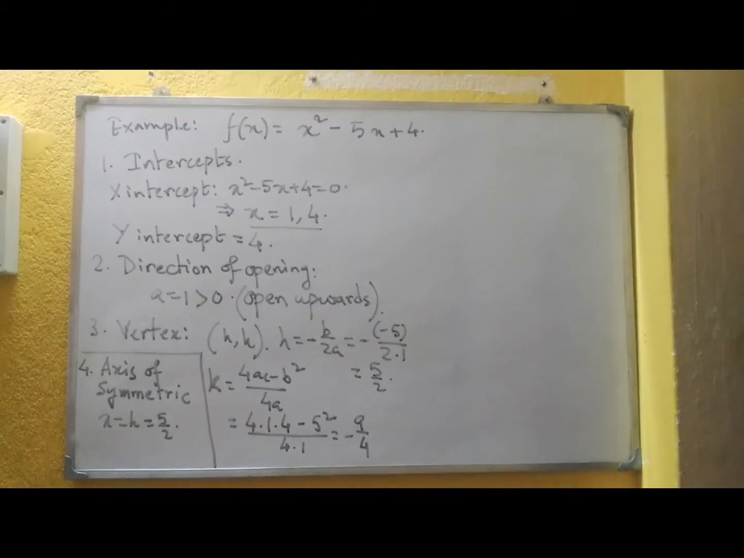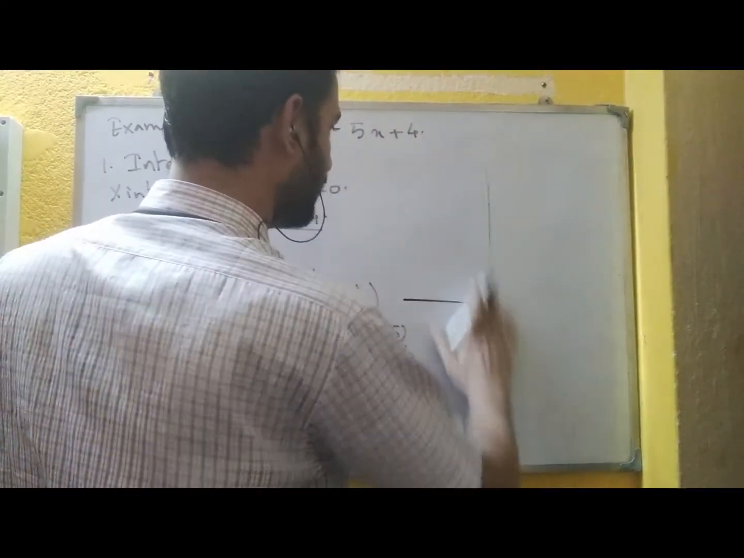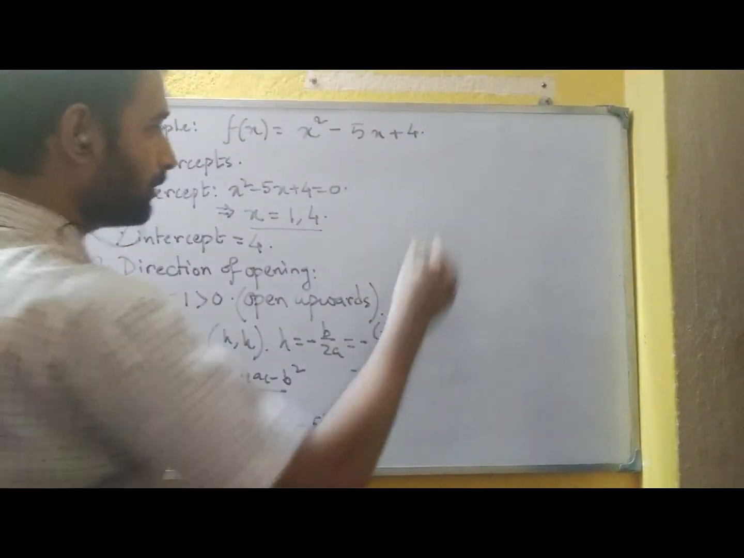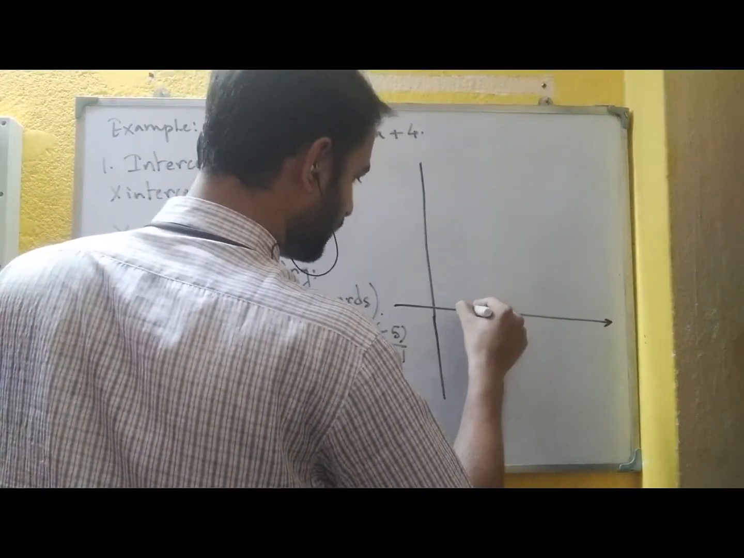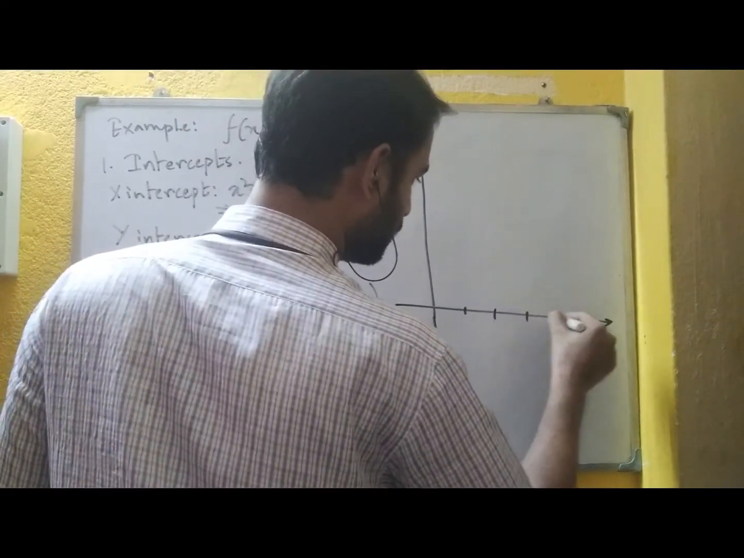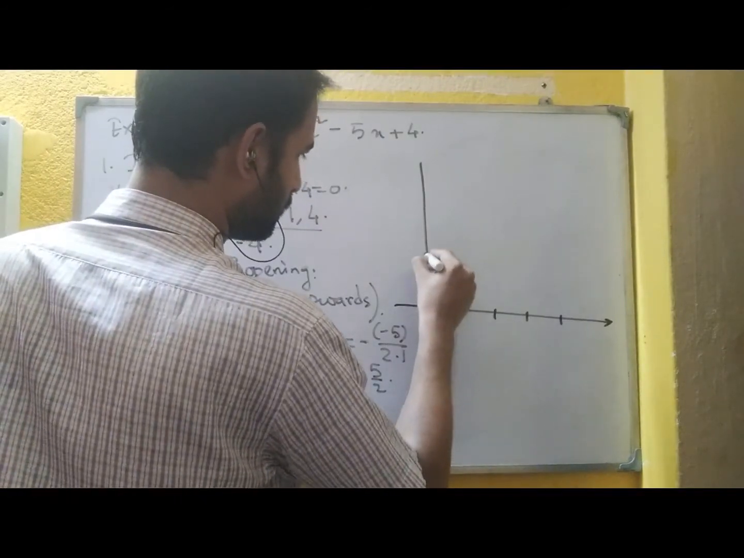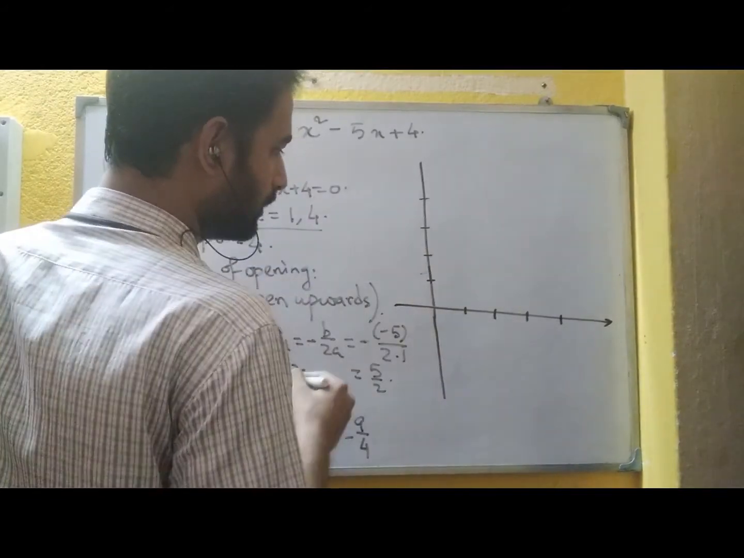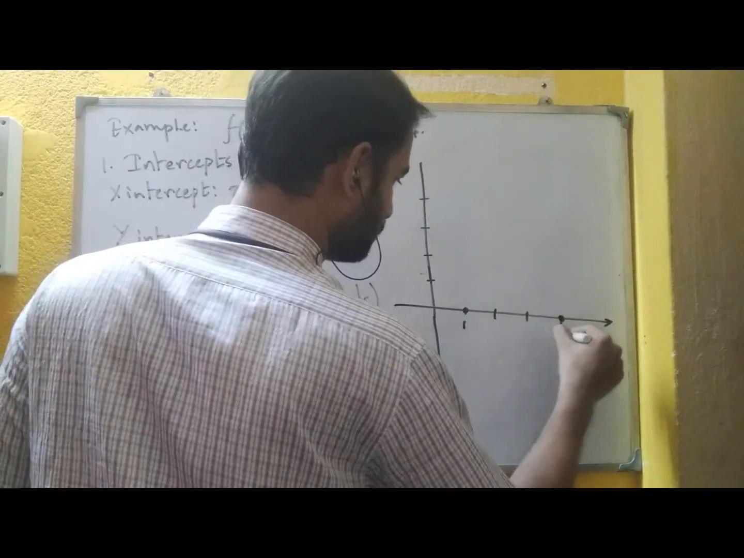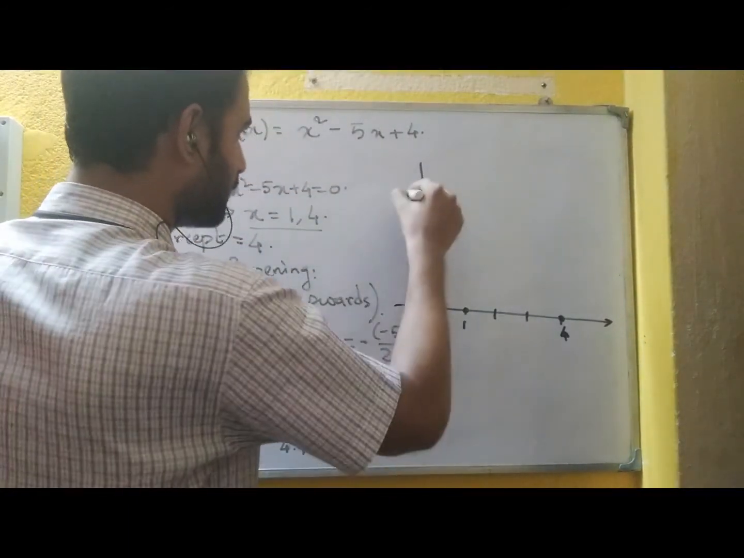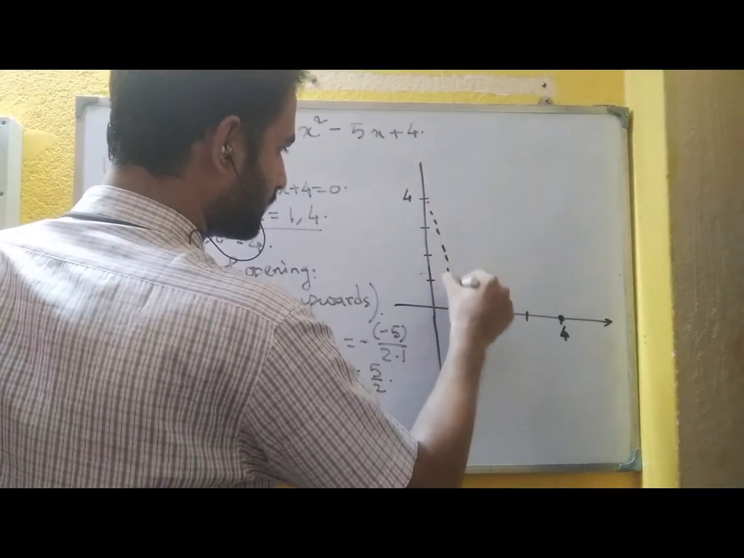So let us now draw the graph. We have all the information about the graph. Both the intercepts are positive, 1 and 4. So it is better to take the graph like this. Say this point is 1, 2, 3, 4. So the x-intercepts are these 2 points, 1 and 4. And the y-intercept is also 4. So you can realize that the graph will be like this.